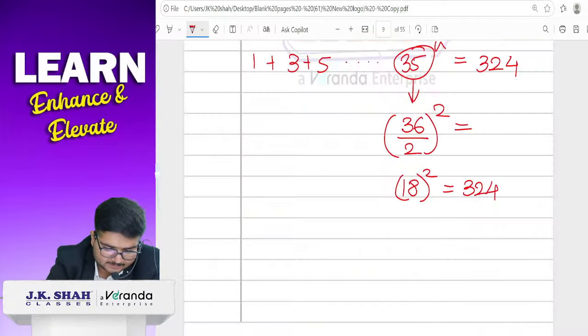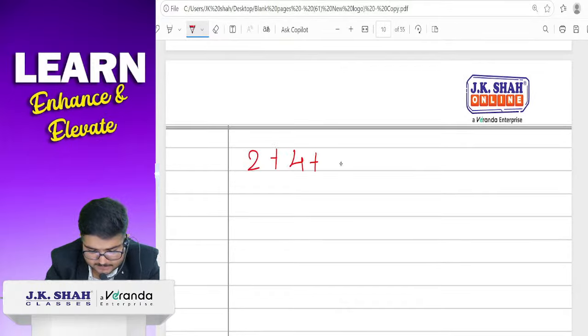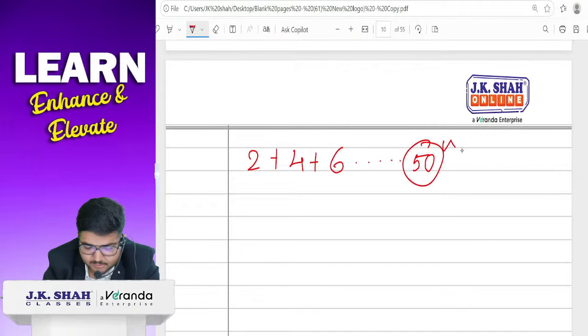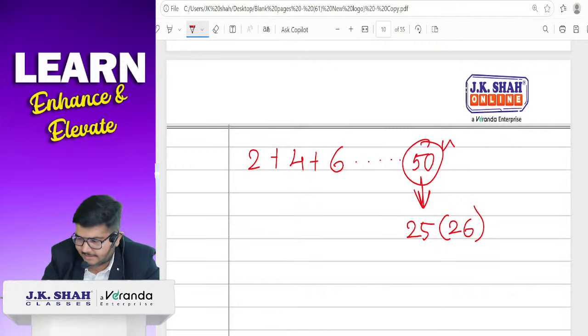And the third type is sum of even numbers, and the easiest is sum of even numbers, right? So for example, they have asked you sum of even numbers, 2 plus 4 plus 6 till 50. Now for this, this will be your n. Please pay attention, you have to take half of this and you have to multiply it with the next number. That's it. You have to take half of the n, matlab last digit.